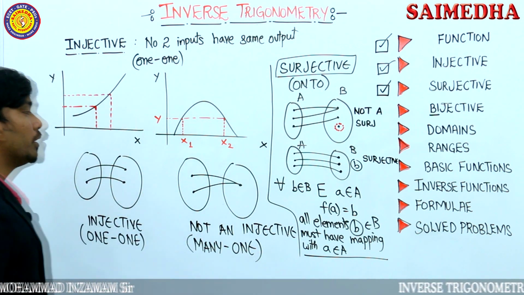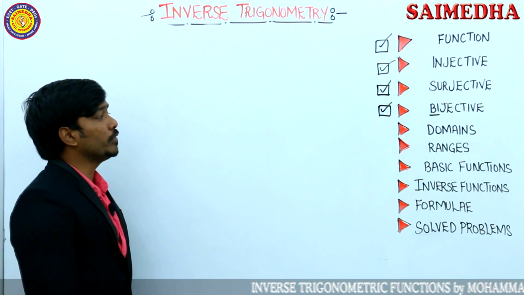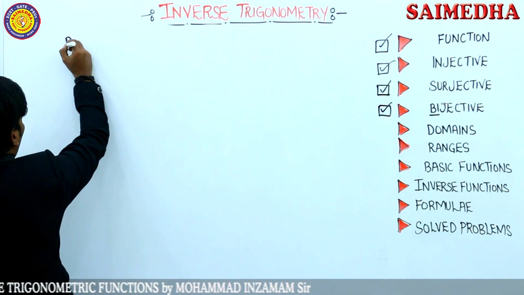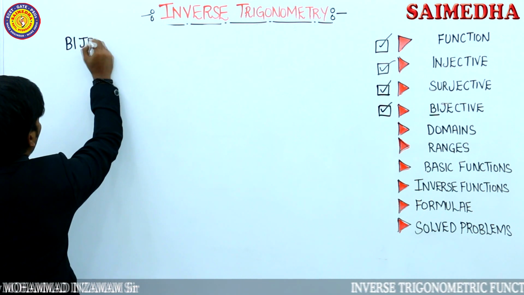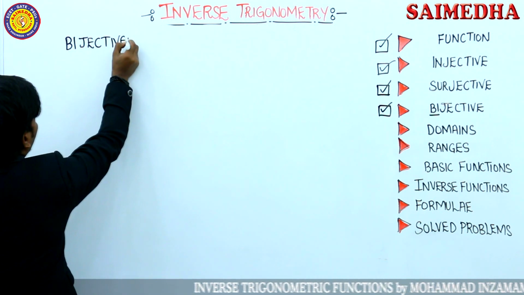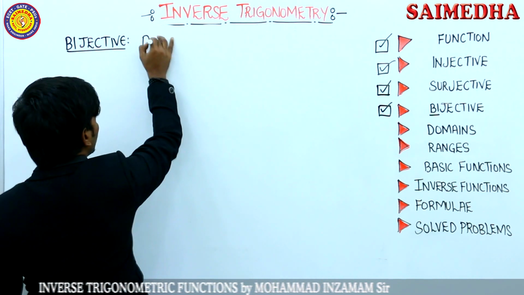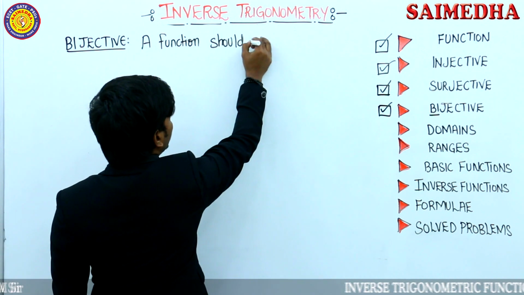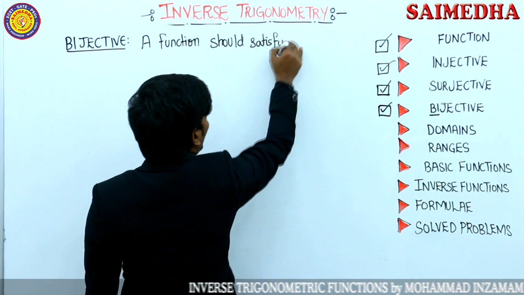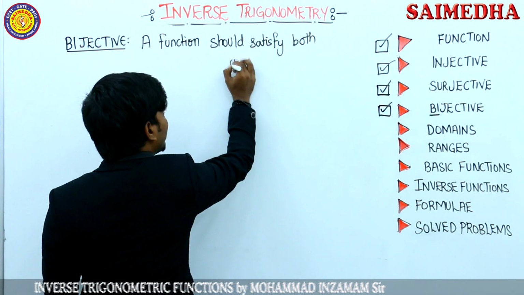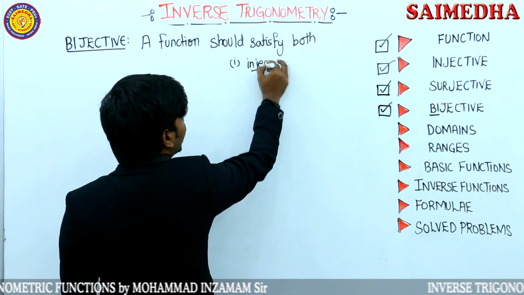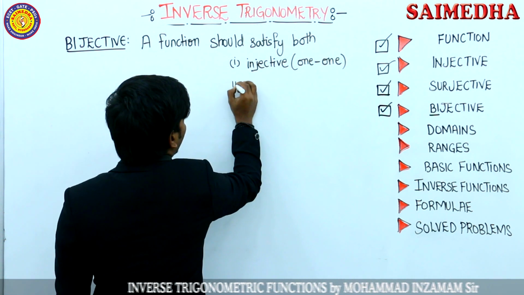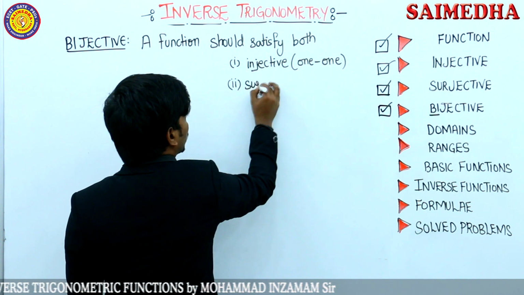Pause the video and note it down. Let's continue the topic, guys. Now we need to see about a bijective function. What is the meaning of bijective? By itself it indicates it is a combination of two conditions. That means a function should satisfy both conditions. What are those conditions? Injective, that is one condition, and the second one, that is surjective.